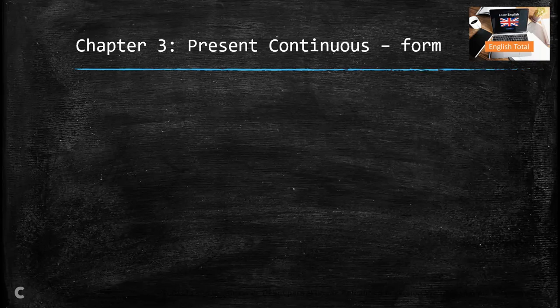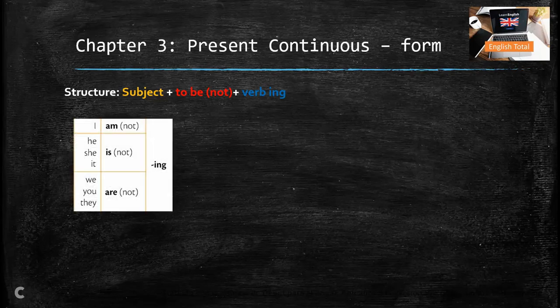Let's talk about sentence structure in the present continuous. Here we have the subject, followed by the verb to be, and the verb in ing form. Take a look at this table. As you can see here, it is very important to use the right form of the verb to be according to the subject. And you can form negative sentences in the present continuous by negating the verb to be.